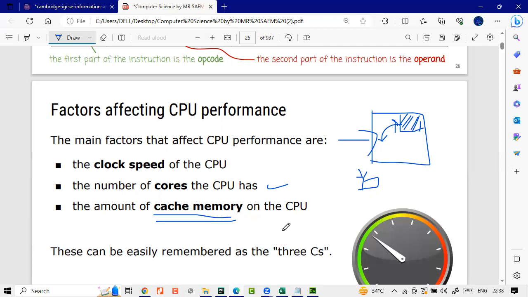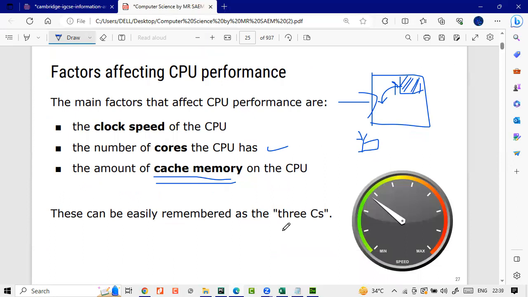Intel Core 7 and all that. Exactly. Yes. Also, your question.